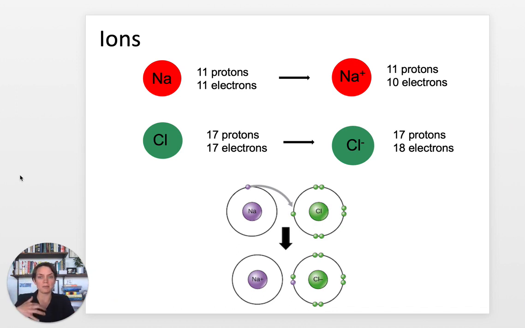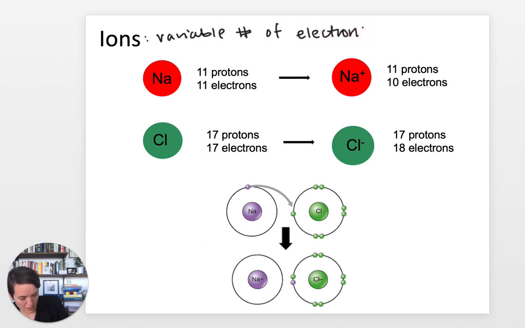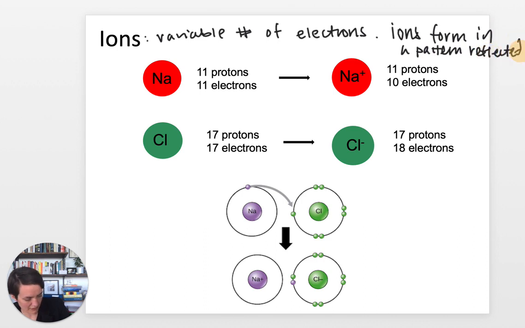So isotopes can be different. That's going to affect the mass number, which reflects the number of protons and neutrons of an individual atom of an element, right? So ions are going to be atoms with a variable number of electrons. And what we're going to see is that ions form in a pattern reflected, thank goodness, on the periodic table. We're going to get there, so you don't even have to write that down. I'm just writing it down for emphasis.